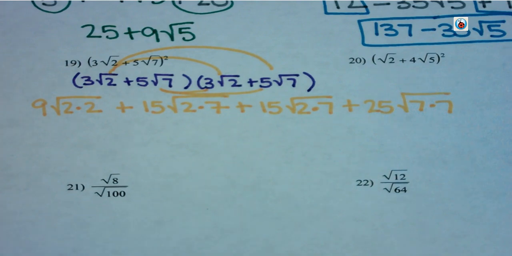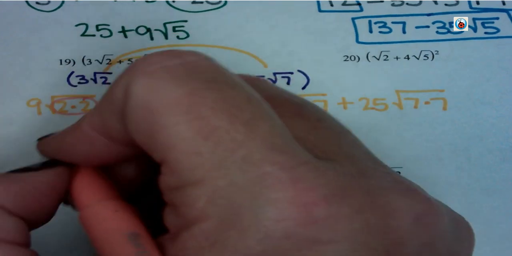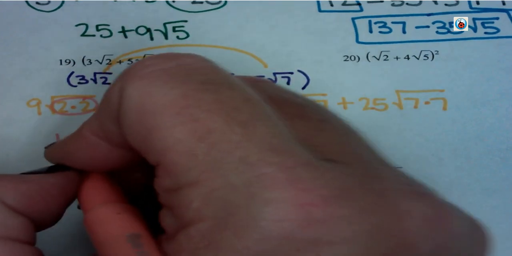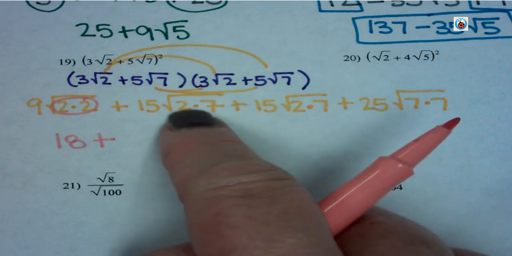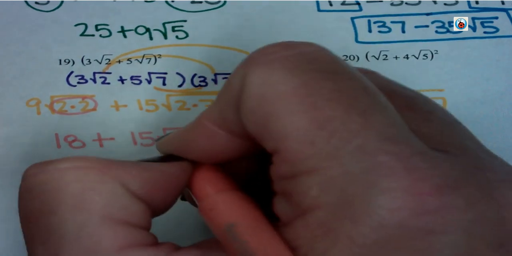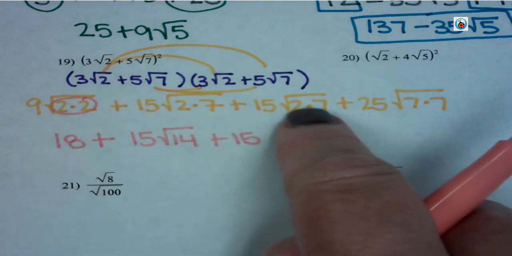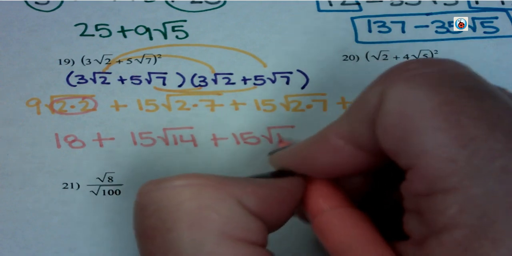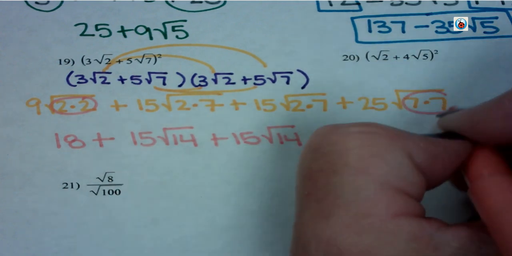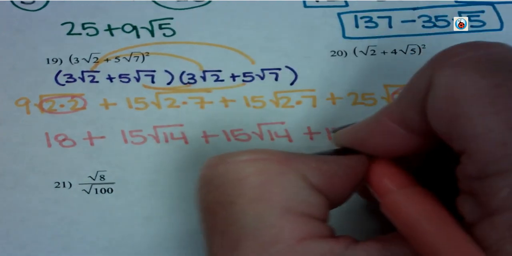Okay, and so in my next step, notice I have a pair of 2s, so they're going to come out and multiply by the 9, I get 18. Plus, there's nothing that simplifies with 2 and 7, so this is 15 square root of 14 plus 15. Again, nothing simplifies with 2 and 7, square root of 14. Here my 7's come out, so I'm going to take that 7 and I'm going to multiply it by the 25. And I get 175.